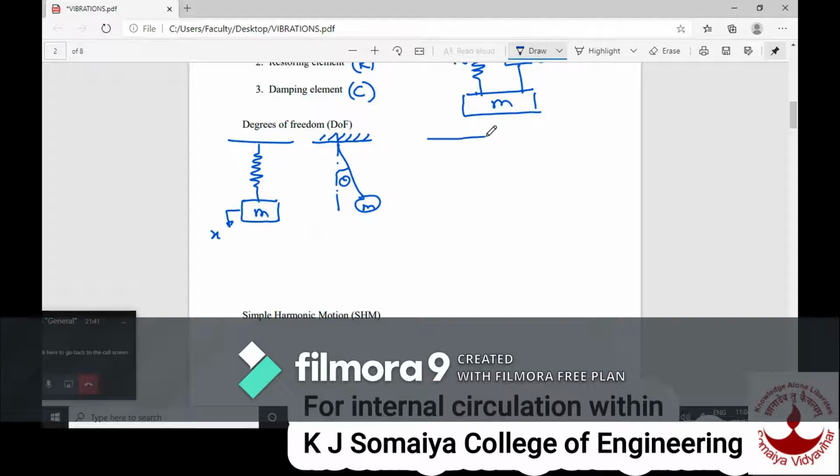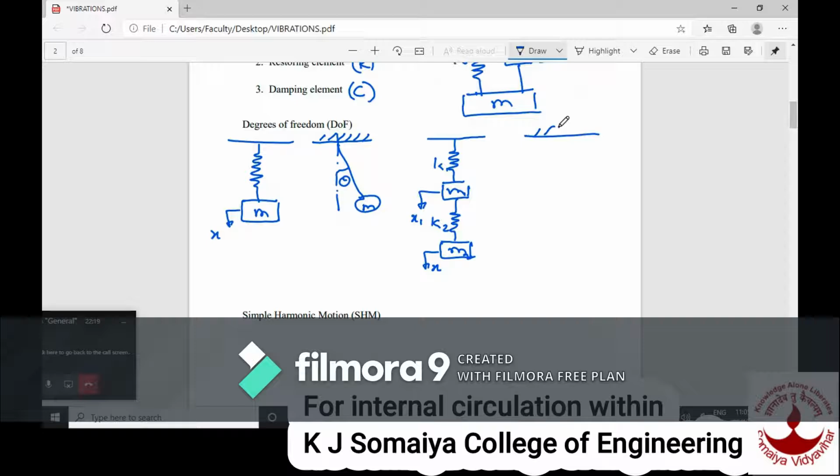Whereas if we consider a spring mass system, but there are two masses connected in series with the help of two springs. So if it is m1, m2, k1, k2. Now here two coordinates, x1 and x2, are required in order to describe the motion of this system, and this is called a vibrating system with 2 degrees of freedom.